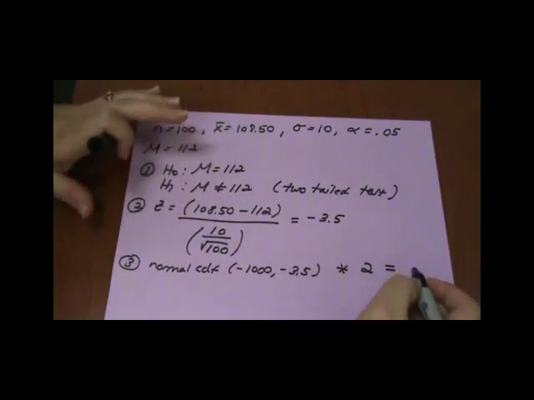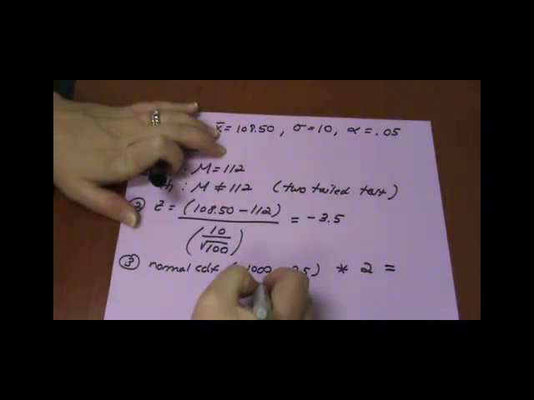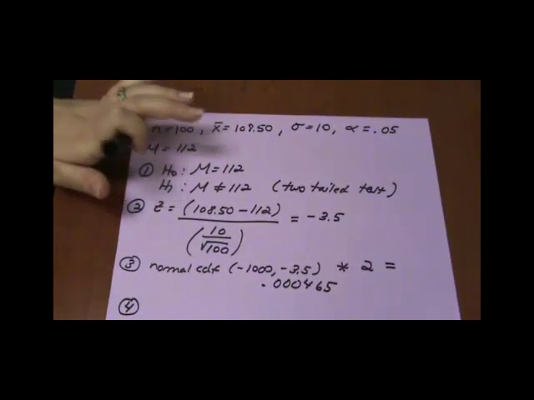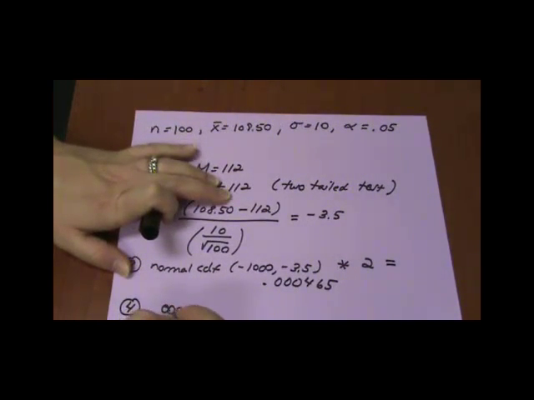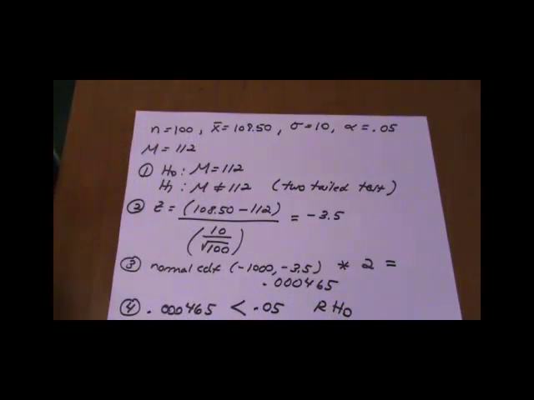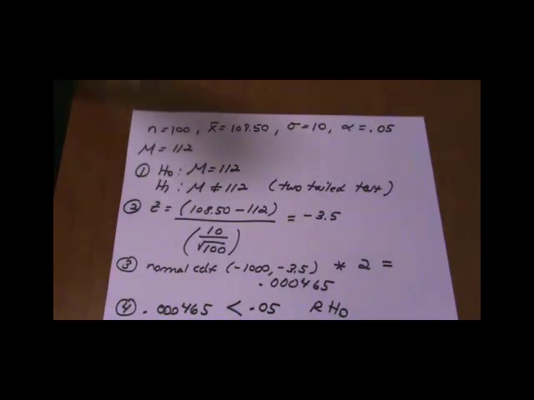All right, and I get, again, another one in scientific notation. It's actually 0.000465. Then I'm going to compare that to alpha. Alpha is definitely bigger, so my conclusion is going to be to reject, and we'll write the conclusion out in just a minute. All right, that's if you're doing the normal distribution. Just remember to double. Choose left-tailed if it's negative, choose right-tailed if it's positive, and just remember to double the p-value.